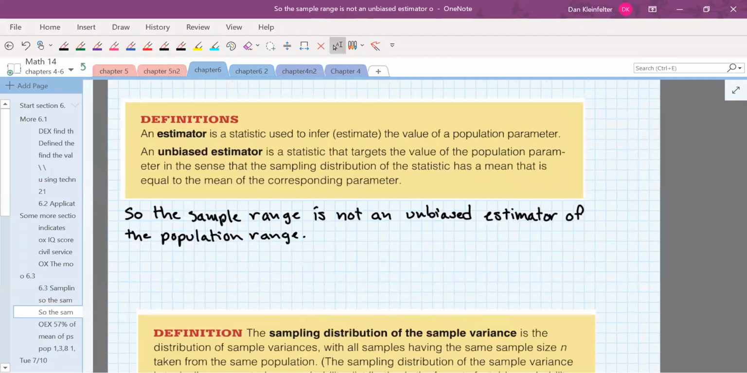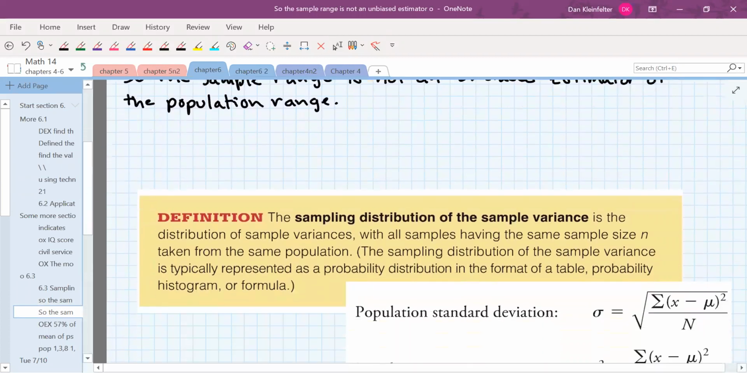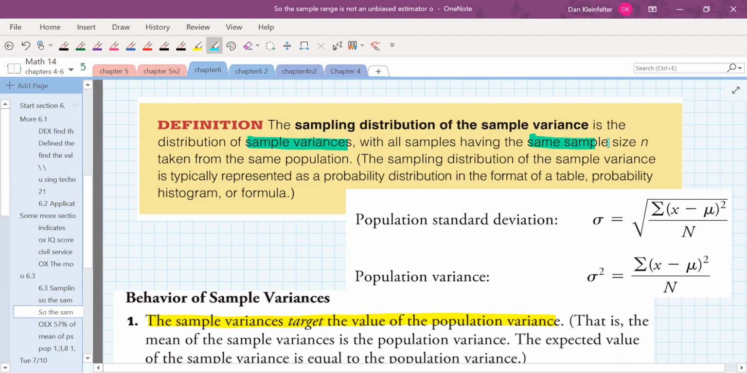Okay, so we had mentioned this already. The sample range is not an unbiased estimator of the population range. Sampling distribution of the sample variance. This is similar to what we did with the mean, only instead of taking the mean of all the samples you've collected, you're instead taking the variance. Formulas for the standard deviation and variance are shown. The sampling distribution of the sample variance is the distribution of the sample variances with all the samples having the same sample size n. So you have to be taking the same sample size all the way through.